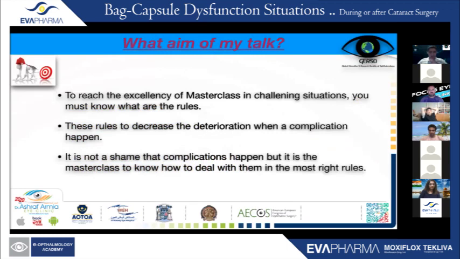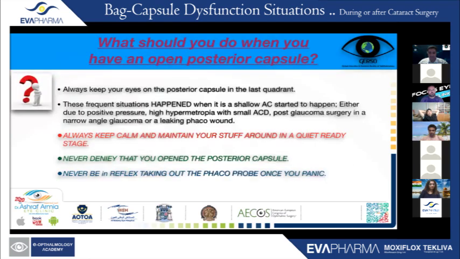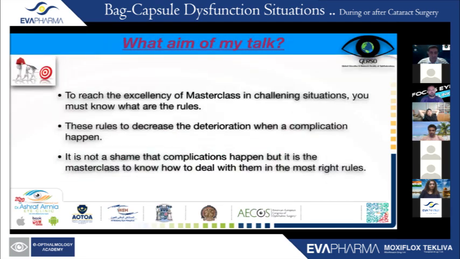This is my disclosure. So what is the aim of my talk? To reach excellence, a masterclass, in challenging situations, you must know what the rules are. These rules decrease the deterioration when it becomes complicated. And it is not a shame that the complication happens, but the shame is that you don't try to master how to deal with them.